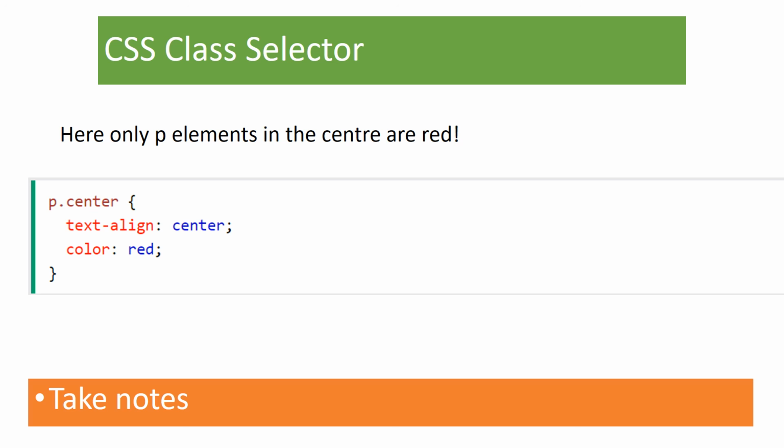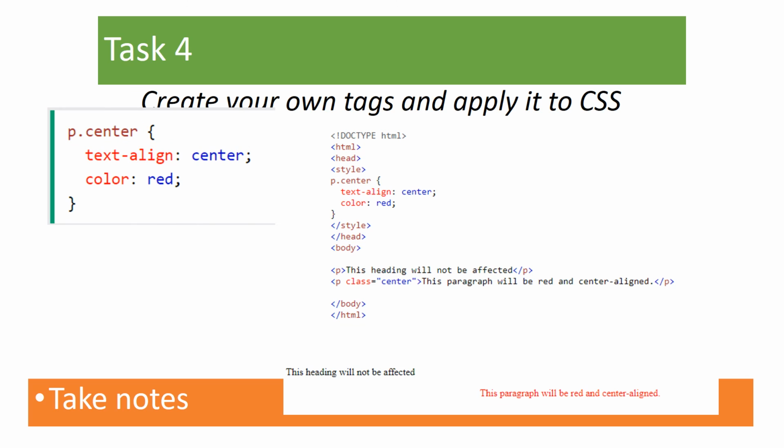You've got p.center, so a paragraph which you want to be centered, and look at the spelling of center, remember it's ER. Whenever we have p.center, we want that to be red. In this way, when we use the p tag, we can have different versions of it.